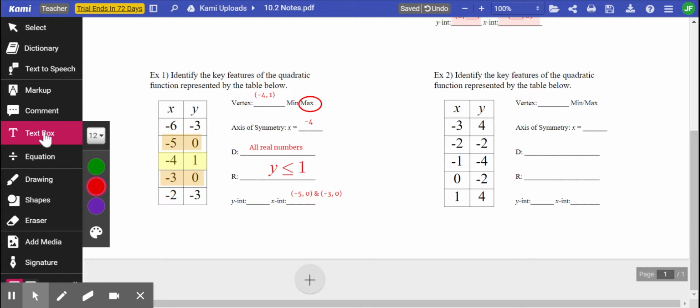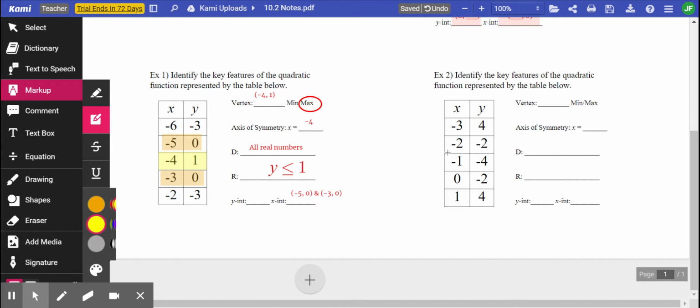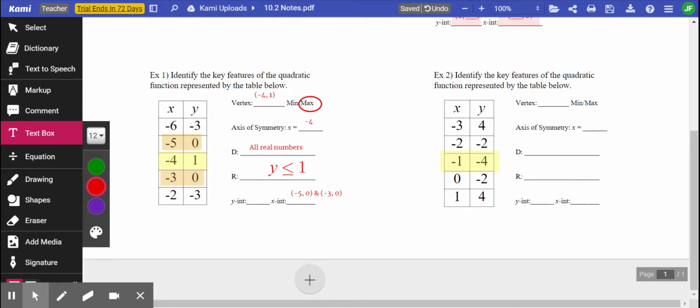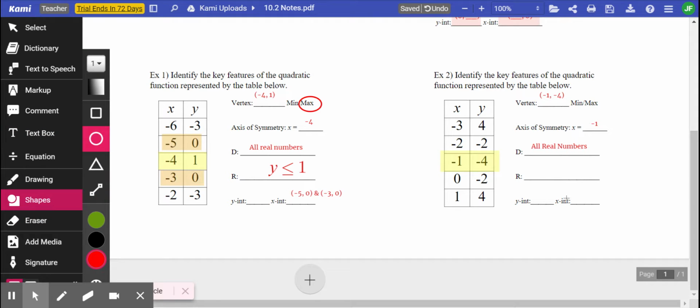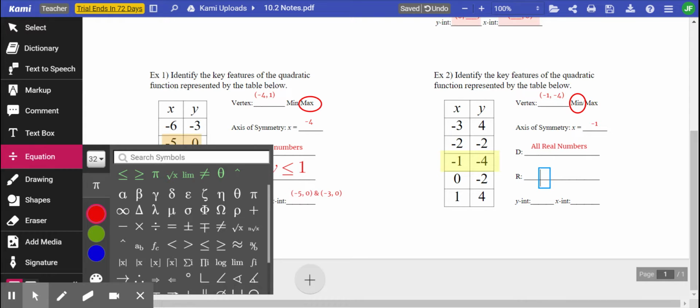Okay. Next one. Pattern 4, -2, -4, -2, 4. So we're looking here where my pattern starts to repeat. So we have -1, -4. Axis of symmetry is x equals -1. Domain is always all real numbers. And then I want to see if this is going to be a minimum or maximum because that will help me with my range. So -4 is actually the smallest number on my list, so that's a minimum. And that means when I do my range, I'm going to say y is always greater than or equal to -4.